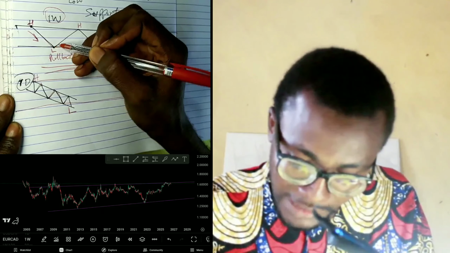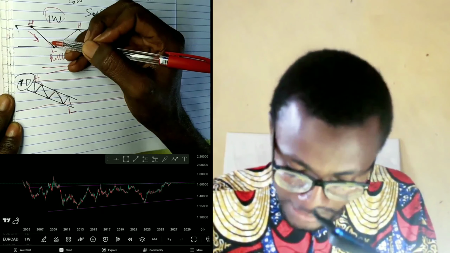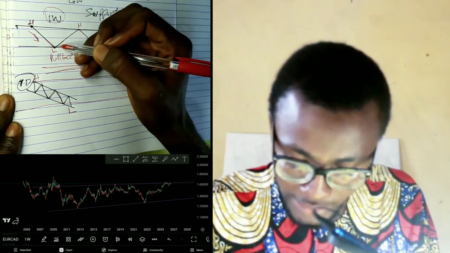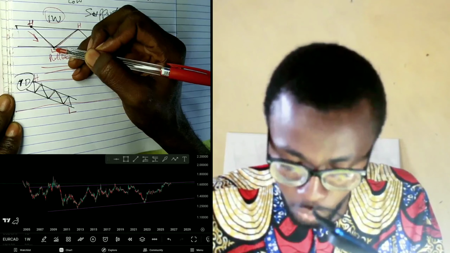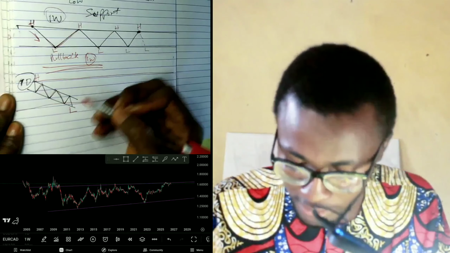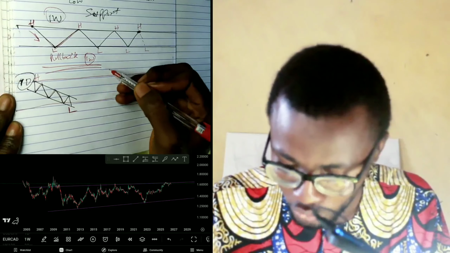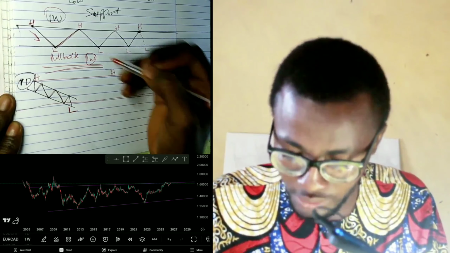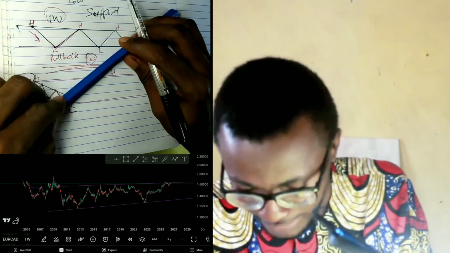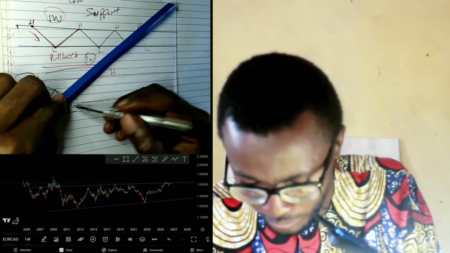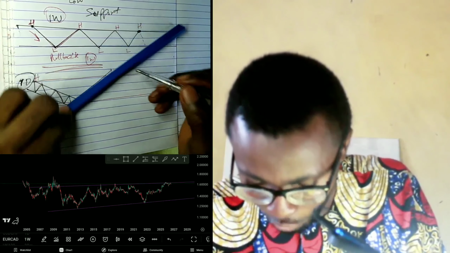Now, as it reverses from this pullback to a bounce, it starts going up. As it's going up now, it's a bounce from the low to the high. That is a bounce in the 1 week time frame. But coming to the 1 day time frame, look at what this is now. It will now become what? An uptrend.